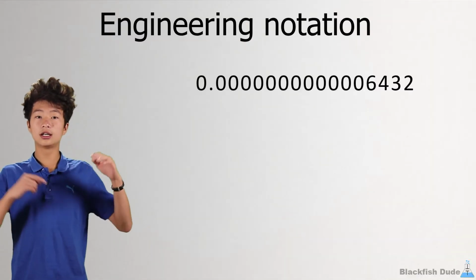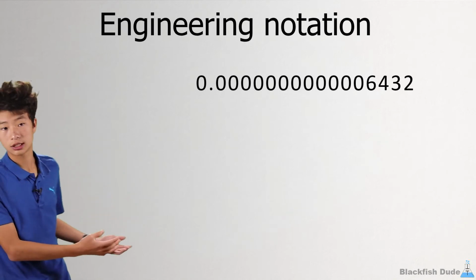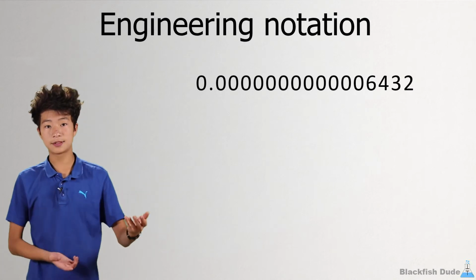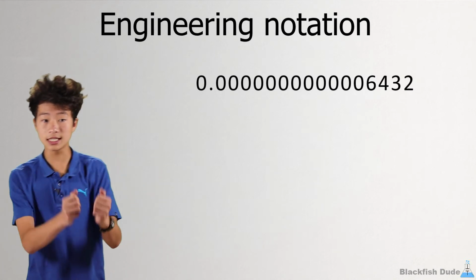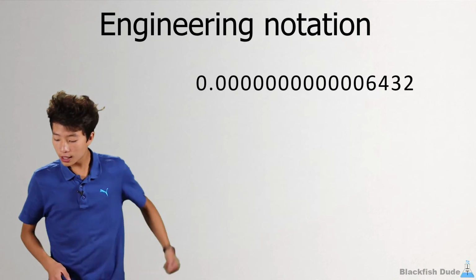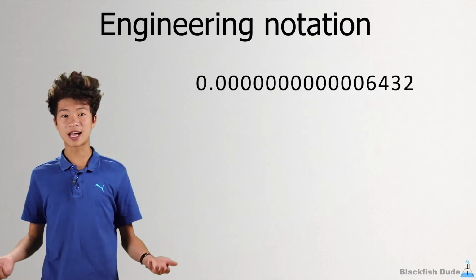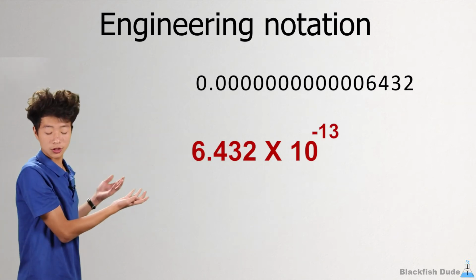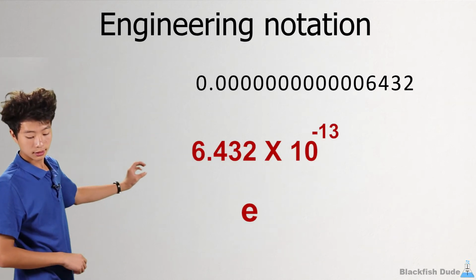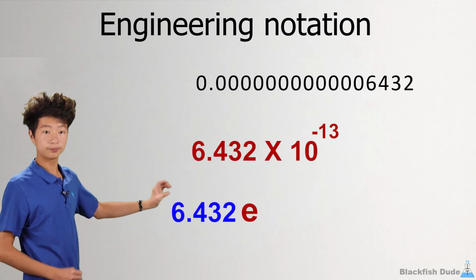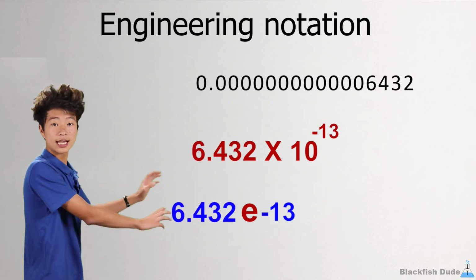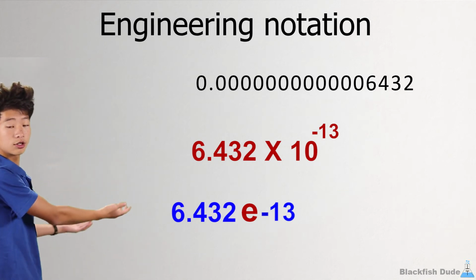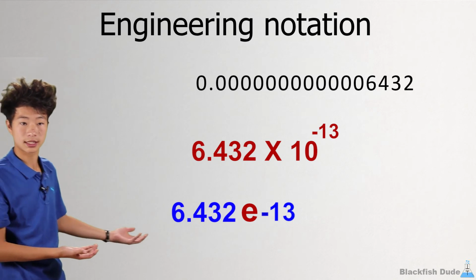So let's take a look at how to do engineering notation. Now this is the same as scientific notation, plot twist, except, as I've said before, you just have to put an e and the exponent. So remember this number, we don't have to do the math because we've already done it. So we have this number. What do we do? We put an e after the 6.432, and then put the negative 13 after the e. It will look something like this. And there you have it. You've got your engineering notation. That's how simple it is.